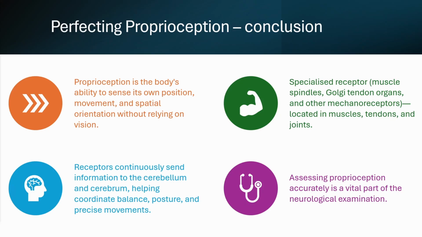They have specialized receptors, the muscle spindles, Golgi tendon organs, and other mechanoreceptors, and those are in the muscles, tendons, and the joints. These receptors continuously send information to the cerebellum and the cerebrum, and this helps to coordinate your balance, posture, and your precise movements. And assessing proprioception accurately is a very vital part of the neurological examination.